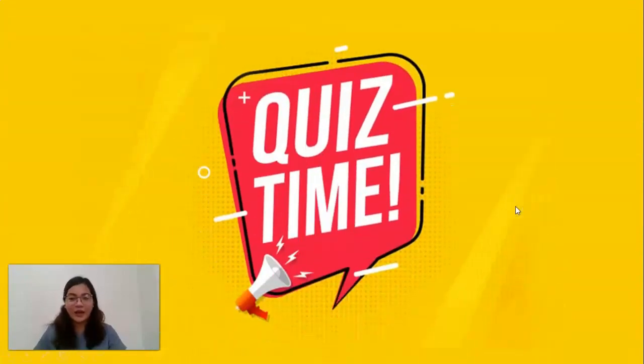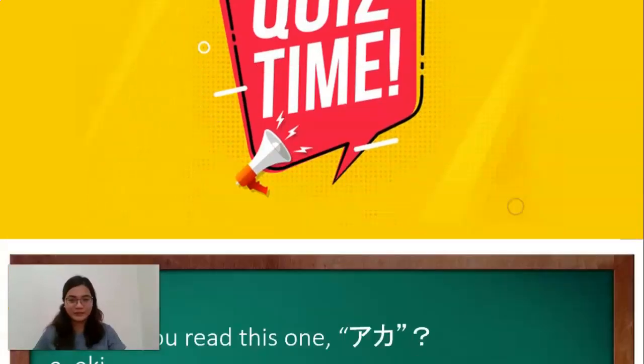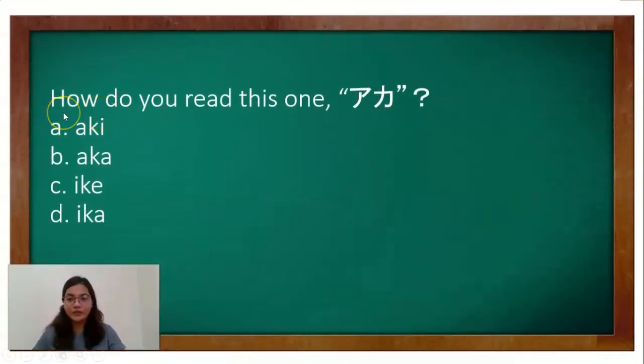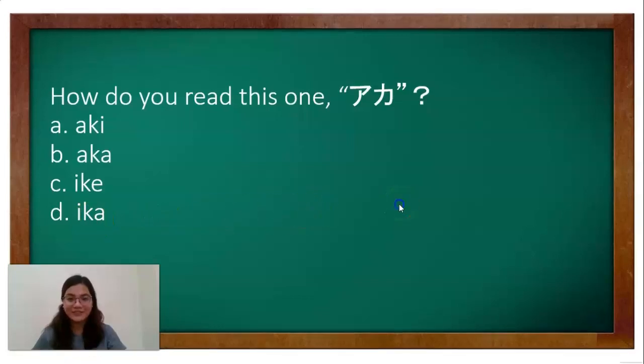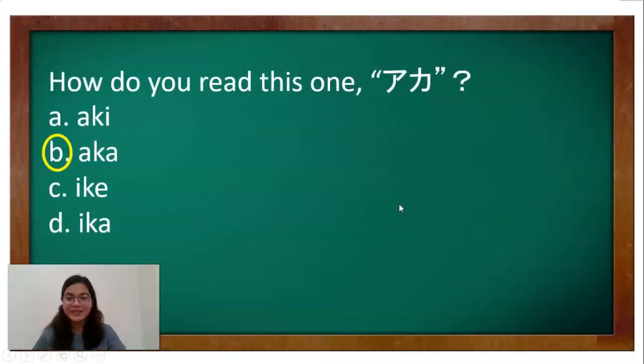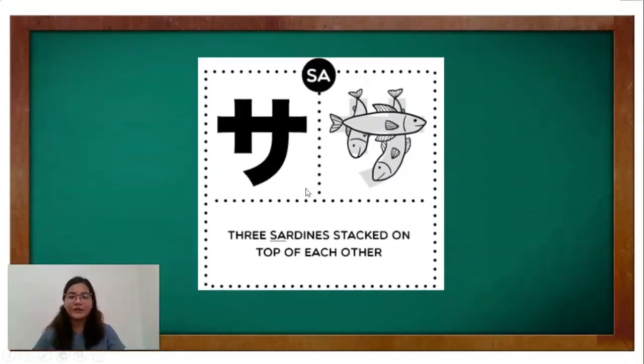And now let's do the quiz time. Question. How do you read this one? A. Aki. B. Aka. C. Ike. Or D. Ika. And the correct answer is letter B, Aka. Okay, good job for that.